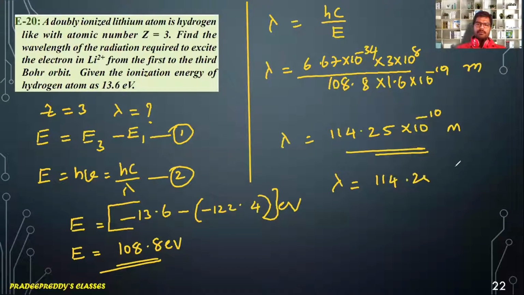or you can write it as lambda is 114.25 angstrom. This is the wavelength of the photon emitted by an electron from lithium 2 plus ion when it is undergoing transition from first energy orbit to third energy orbit.